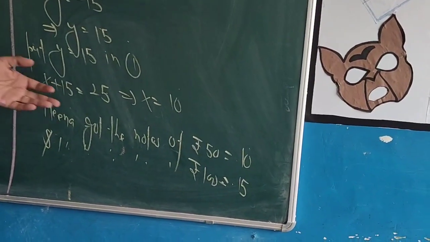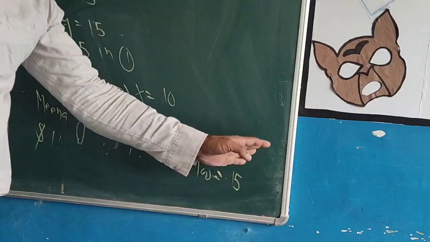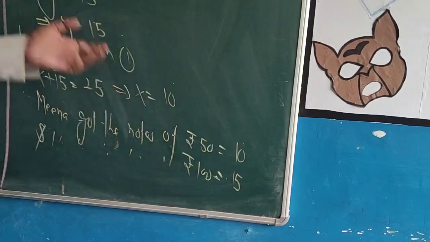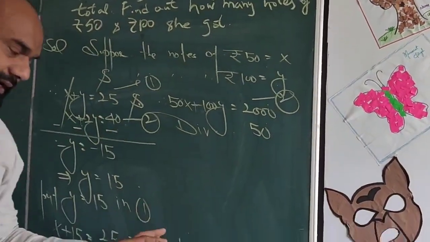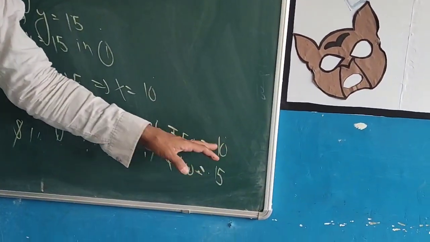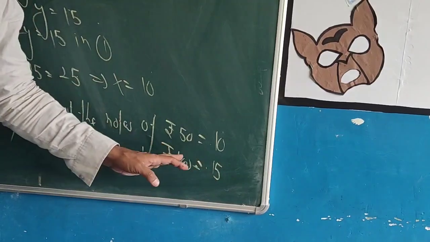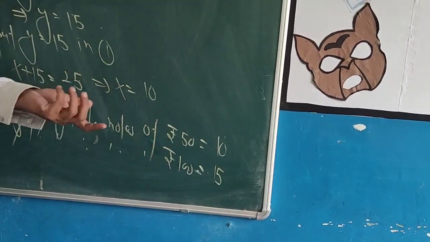Let me check 10 and 15. When we add 10 and 15, this is 25, and it is given that Meena got 25 notes in total. So Meena has 10 notes of 50 and 50 notes of 100, and we calculate it easily.